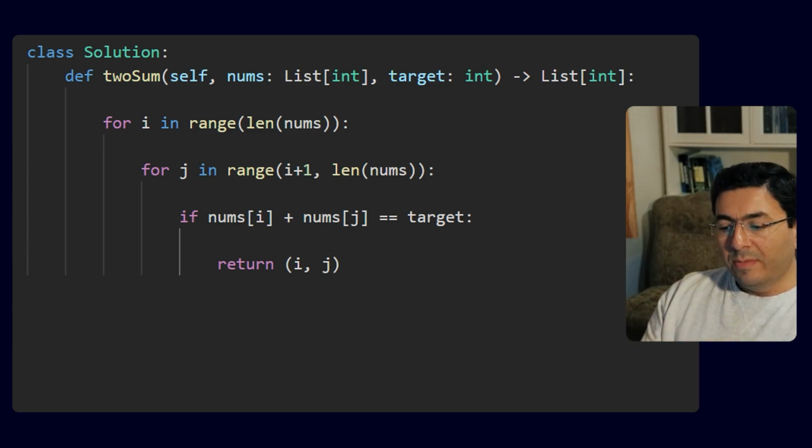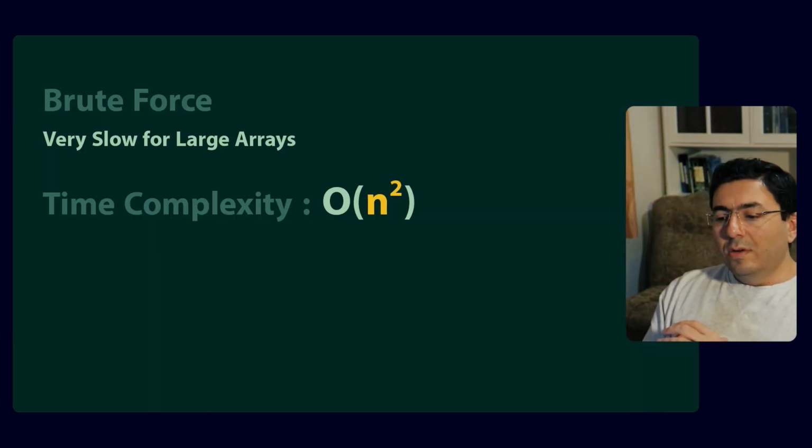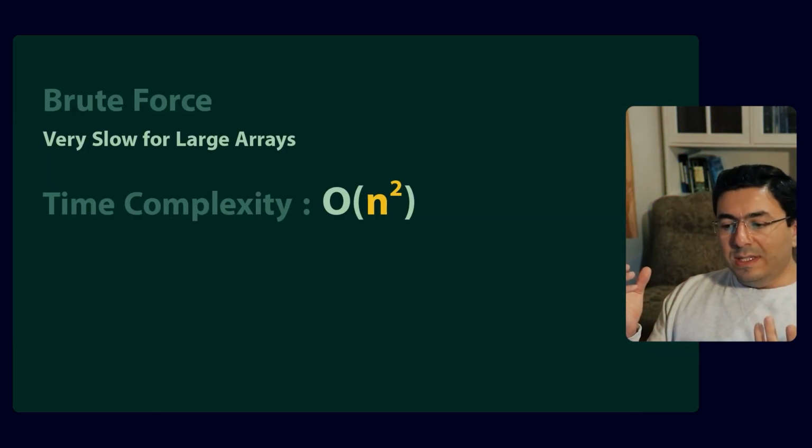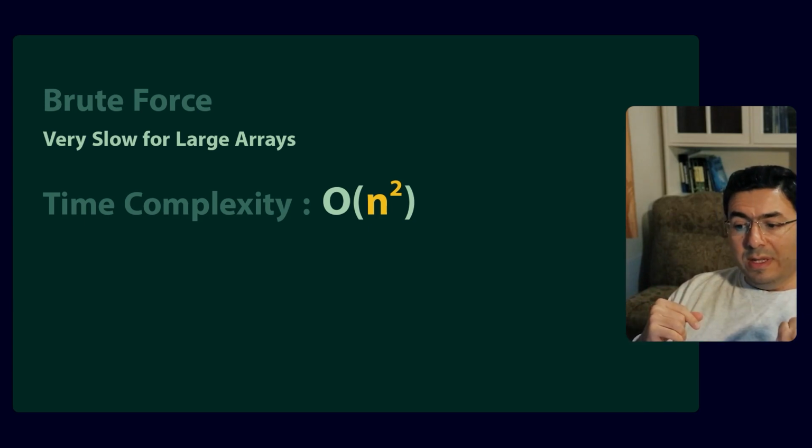And that's it. We use two loops to look at every possible pair of numbers in the list, and we add them together to see if they equal the target number. If we find two numbers that add up to the target number, we return their positions in the list as a pair.